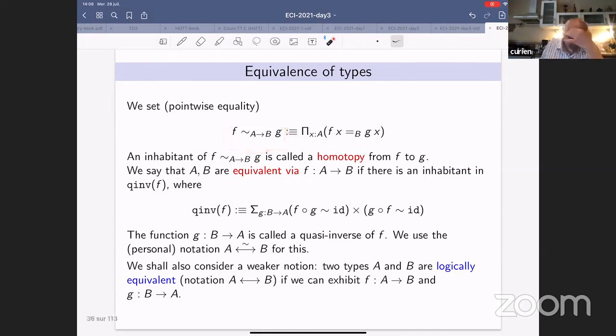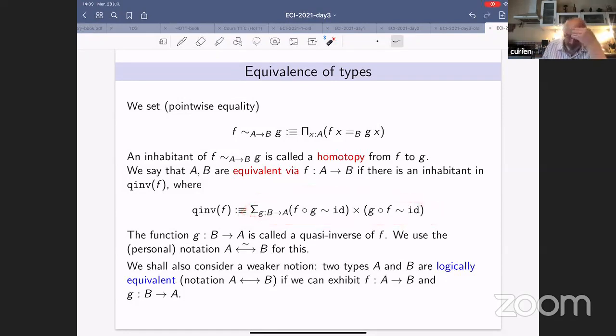Okay, and then I started to discuss the notion of equivalence between types, which will later lead also to another axiom, which will make clear how we can prove that two types are equal propositionally, namely through the univalence axiom. And I started to discuss at least two different ways to say that two types are equivalent. First, through this type here, which I call Q-inv.